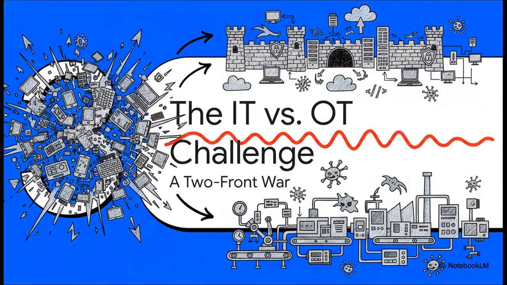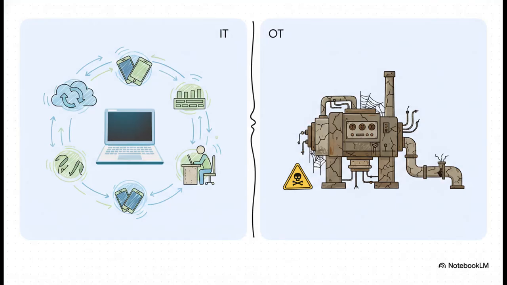So, this explosion of devices creates what is, for all intents and purposes, a two-front war for security teams. They have to fight on the traditional information technology front, IT, and on the completely different, much trickier battlefield of operational technology, or OT. And this really breaks down the two different worlds security teams have to juggle. On one side, you've got IT, information technology. That's the world you probably know best. Laptops, servers, cloud stuff. It's dynamic, it's chaotic, especially with remote work.